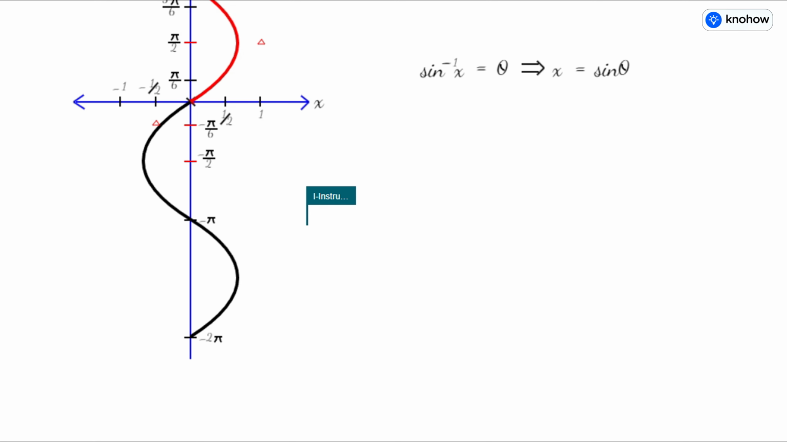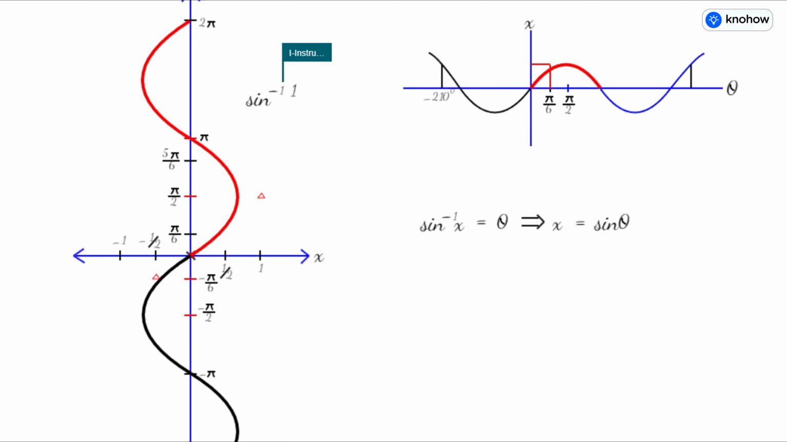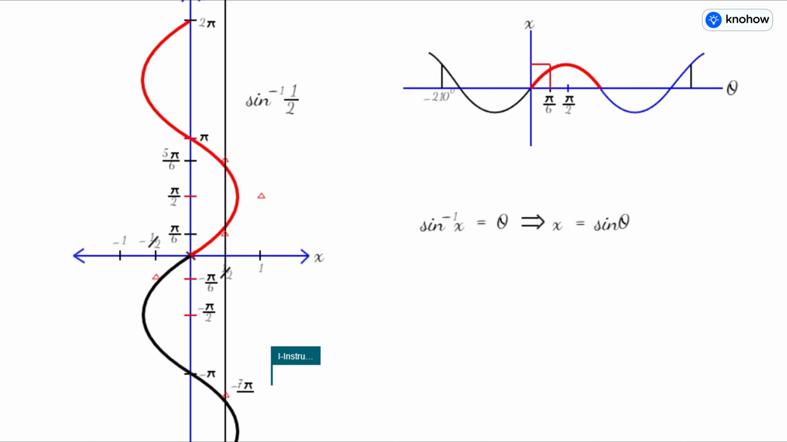Again, let us discuss the value of sine inverse half. That is, what are those angles whose sine is half? You find here, draw a line parallel like this. So you find it is pi by 6, it is 5 pi by 6, it is 13 pi by 6, it is minus 7 pi by 6, and so on. So there are many angles whose sine is half, or sine inverse half corresponds to many angles. How can you remove this difficulty?